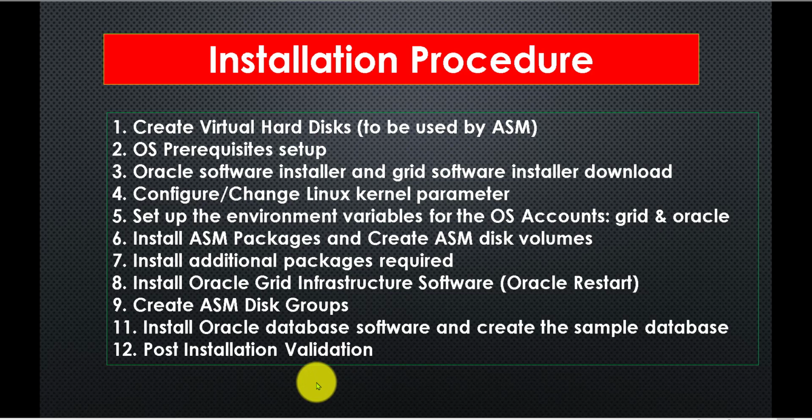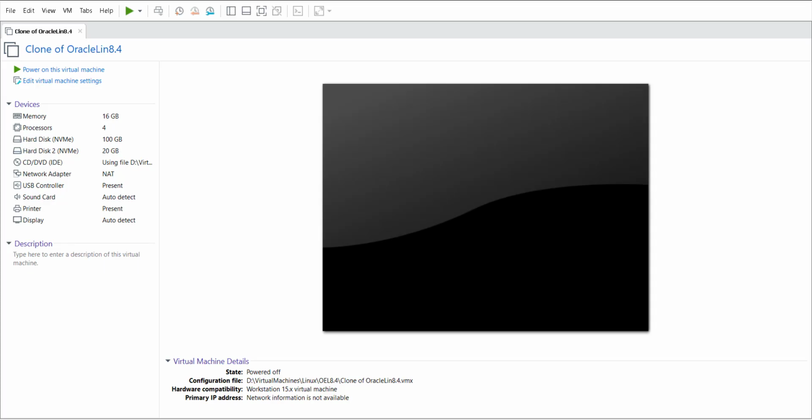First, you need to have Oracle Enterprise Linux. If you want to check how to install Oracle Enterprise Linux 8, you can check my previous video. I will also keep the link in the description box, so make sure you check it out. For this demo, I am using VMware Workstation. So first, let's add a hard disk for the Oracle ASM.